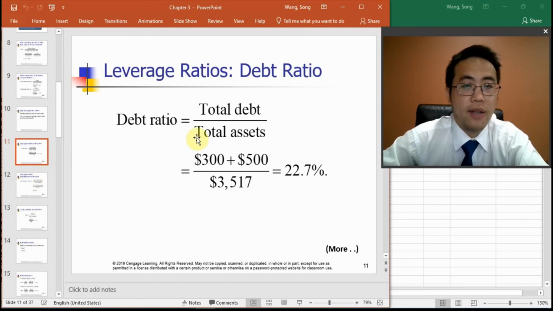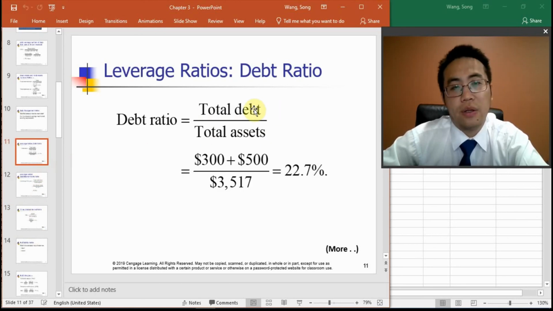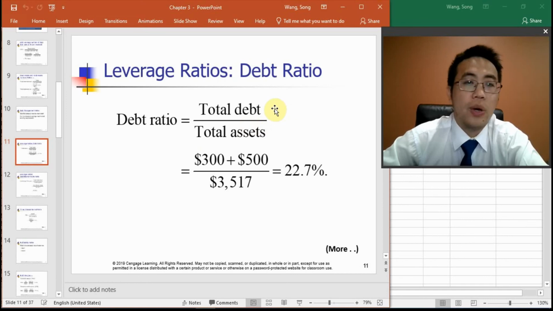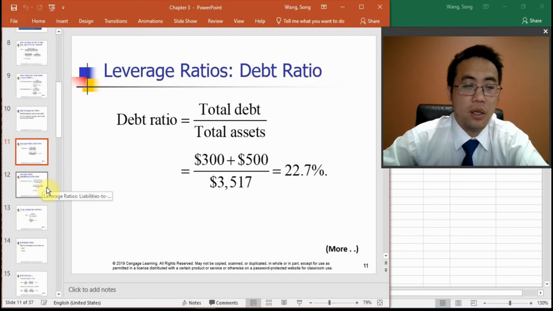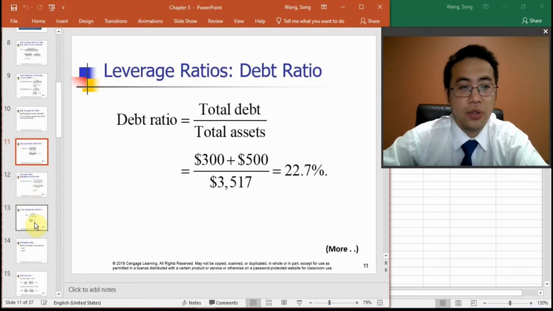And also you can have the debt ratio. The debt ratio is from the balance sheet, not the income statement as the previous one. So the total debt divided by the total assets is your total debt ratio. And you also want the total debt ratio to be reasonably low to avoid too much financial distress.